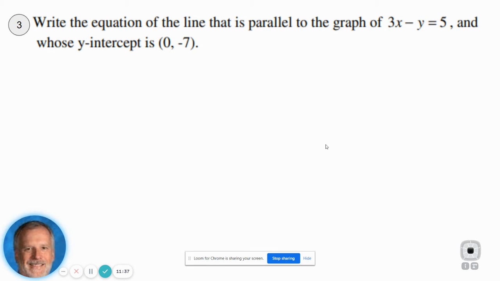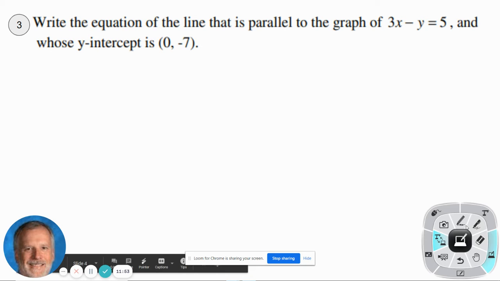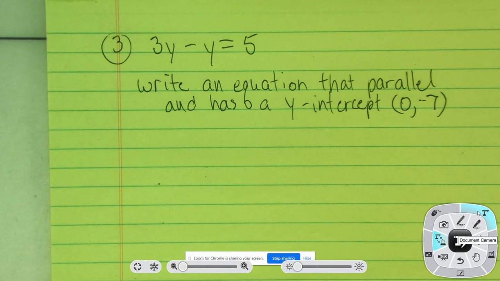and has a y-intercept of (0, -7). So I'm jotting all that down. Just like that.